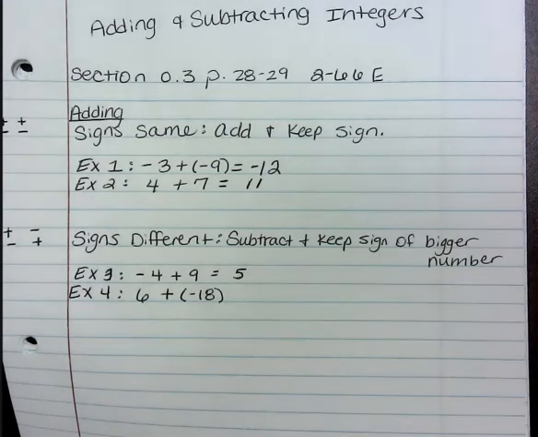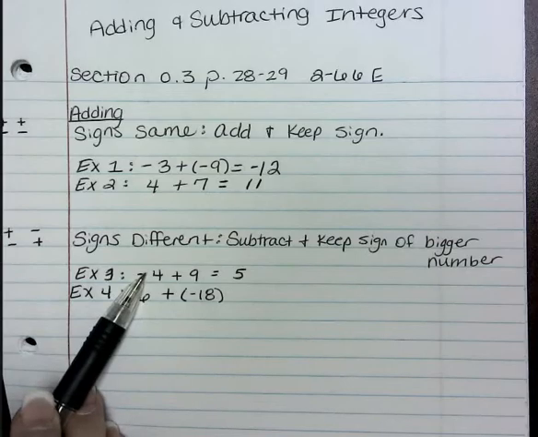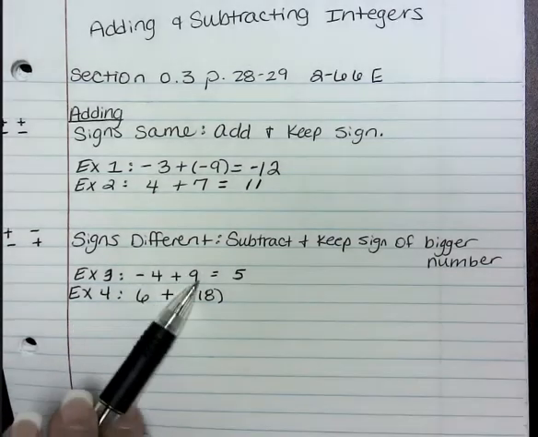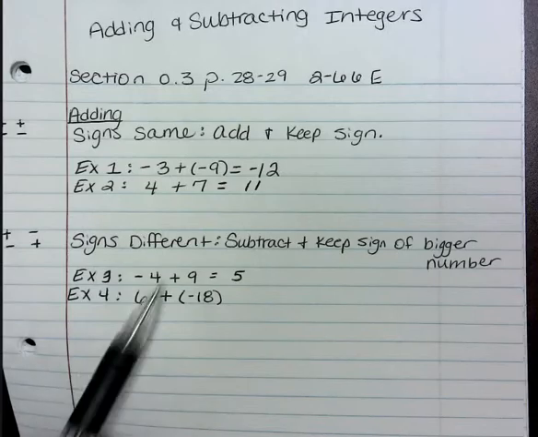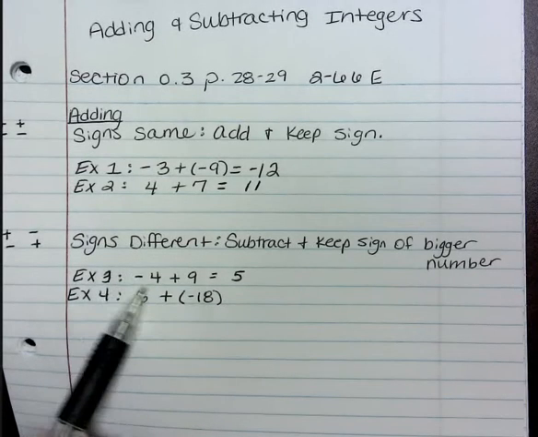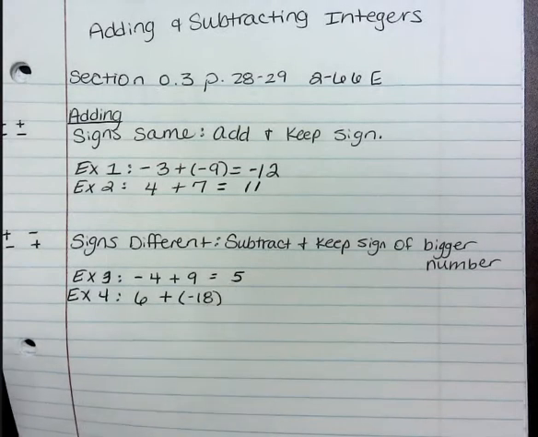A way you can think about it with money. Let's say you owed the bank $4. But then you get a sad little paycheck of $9 and you put that $9 in the bank. Well, that covers the $4 that you owed them, so you have available to you $5.